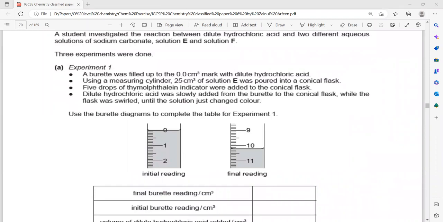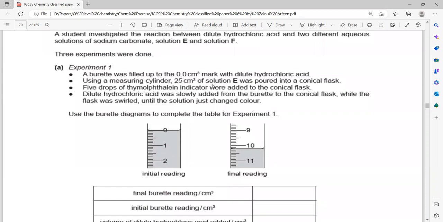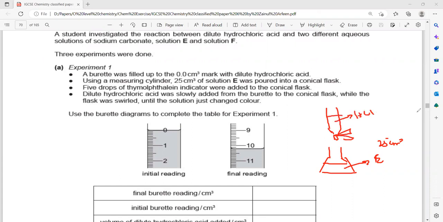the acid, alkali, and salt. A student investigates the reaction between dilute hydrochloric acid and two different solutions of sodium carbonate. A burette was filled to the 0 mark with hydrochloric acid. So this time, the unknown solution is in a conical flask. Using a measuring cylinder, we fill 25 cm cube of E. The unknown solution is in the conical flask, and the known solution, the hydrochloric acid, we use for both experiments.